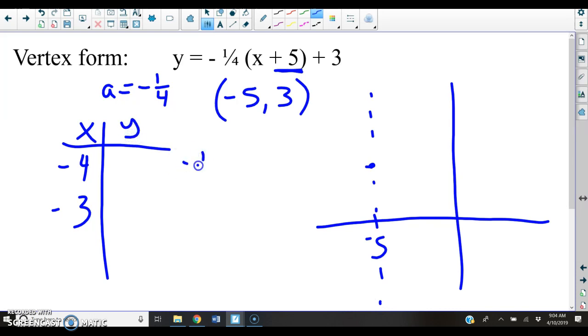Okay, so I'm going to have negative 1/4. Oh, I forgot my squared. Sorry about that. I got to go back and change my slideshow when I do this. Okay, so when I put negative 4 in here, I'm going to have 1. Squared is still 1 plus 3. So negative 1/4 plus 3 would be 2 3/4.